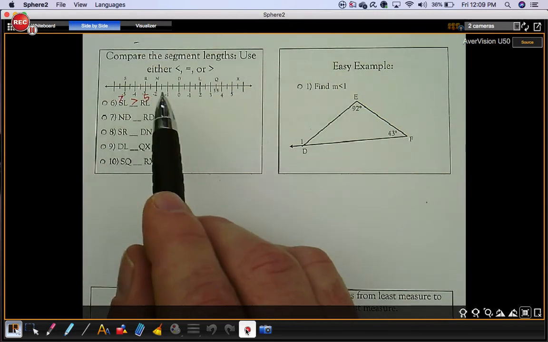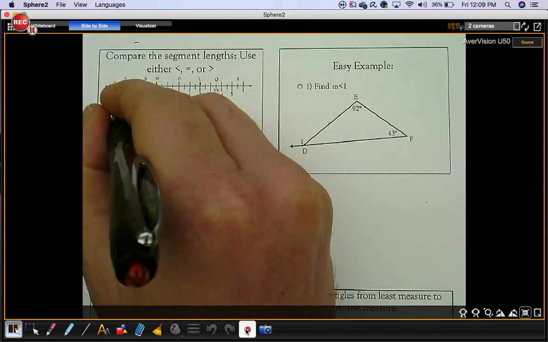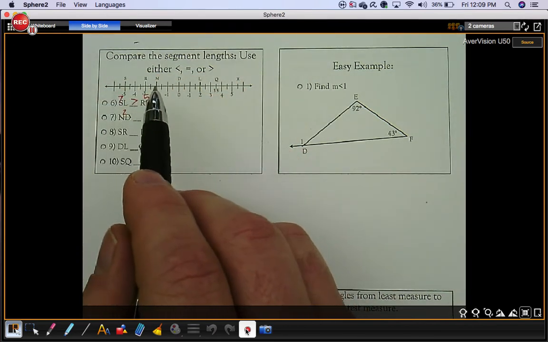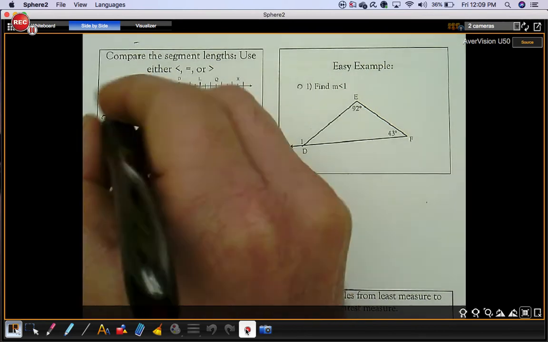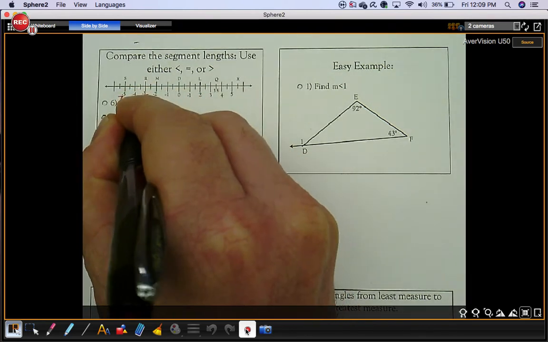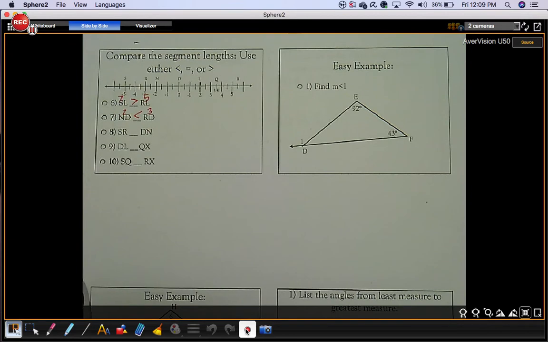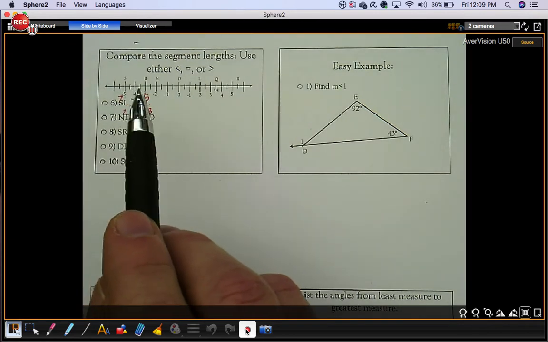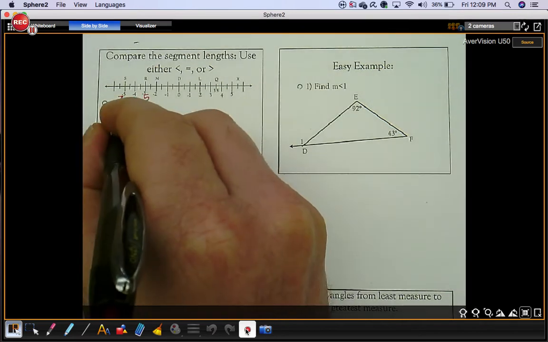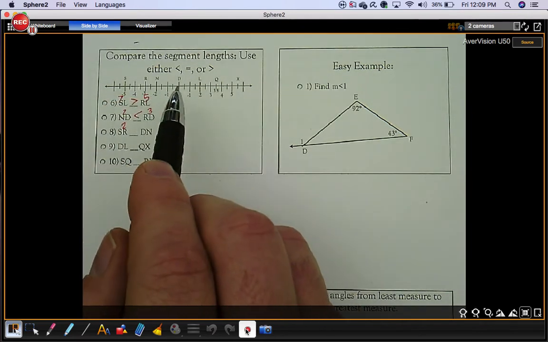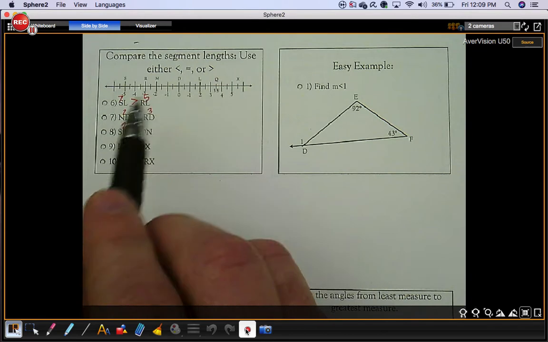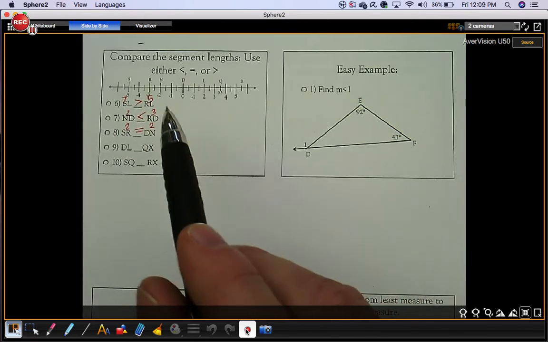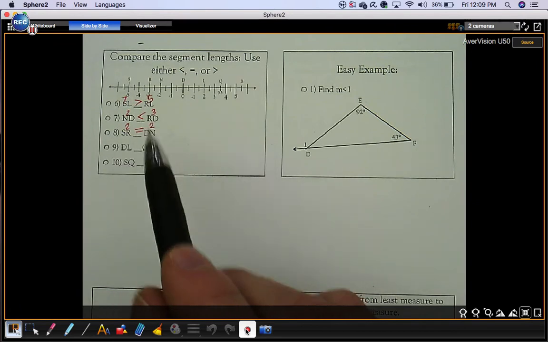Distance from N to D, 1, 2. Distance from R to D, 1, 2, 3. Point towards the smaller quantity. S to R, 1, 2. D to N, 1, 2. These are equal. So there's an example of each. Find your lengths and then compare them.